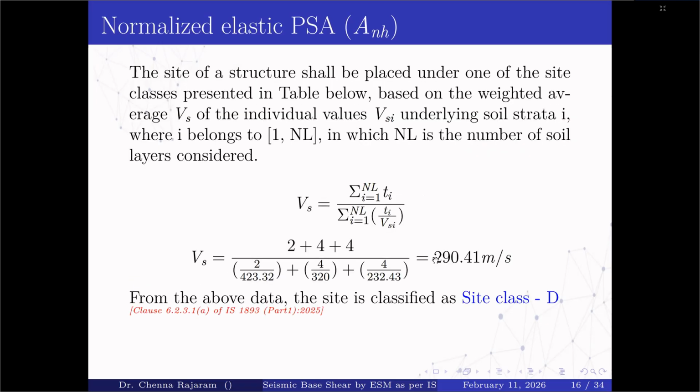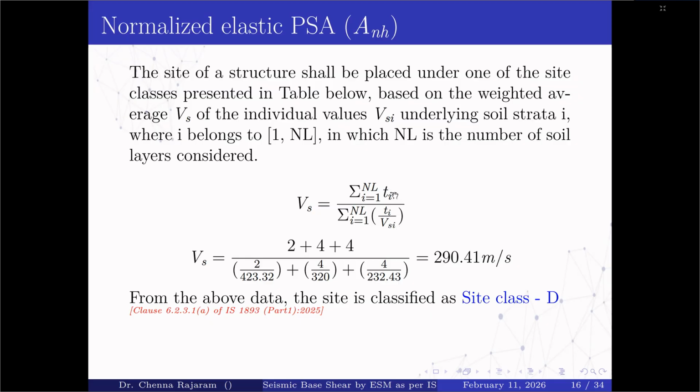Now, after obtaining the shear wave velocity for each layer, we have to calculate the Vs value by summation over all the layers, using the equation given below. Vs is equal to the summation from i equal to 1 to n, the number of layers, of the thickness of each layer, divided by the summation from i equal to 1 to n of the thickness of each layer divided by the shear wave velocity of each layer.